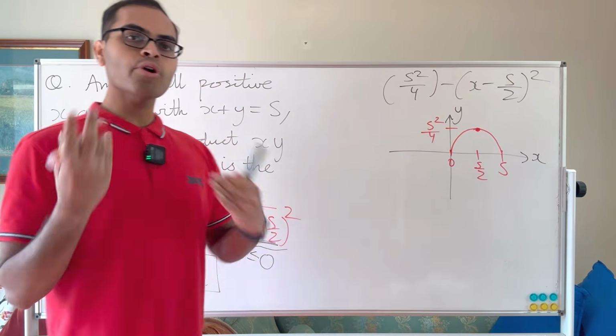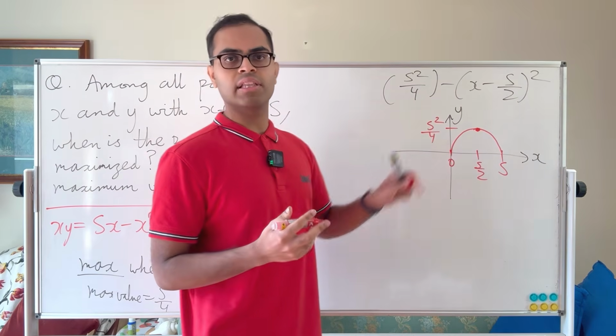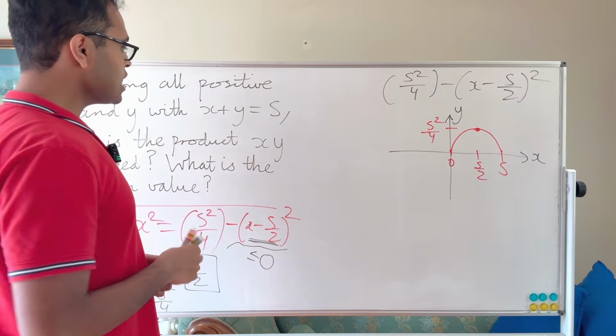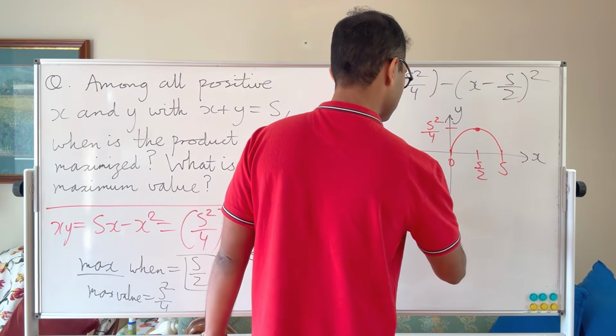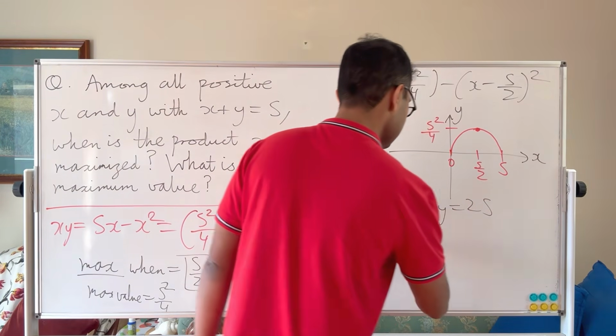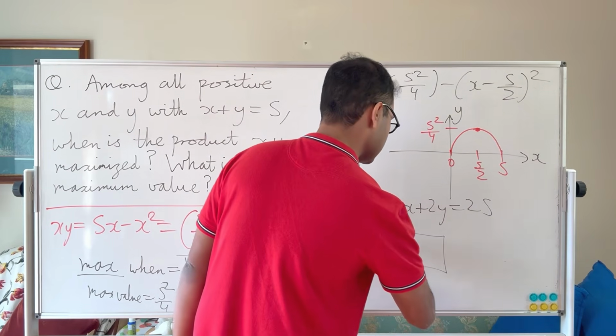Okay, so your product is optimized, its maximum just at the middle. Okay, just at the middle, s over 2. But what this problem is actually representing is saying that x plus y is s. Another way of saying it is that 2x plus 2y is equal to 2s, and 2x plus 2y is none other than the perimeter of a rectangle with side lengths x and y.